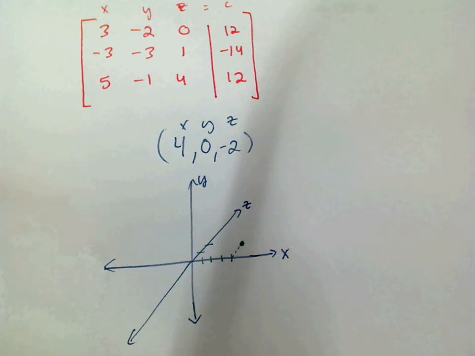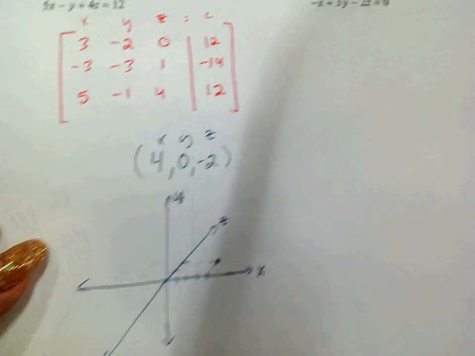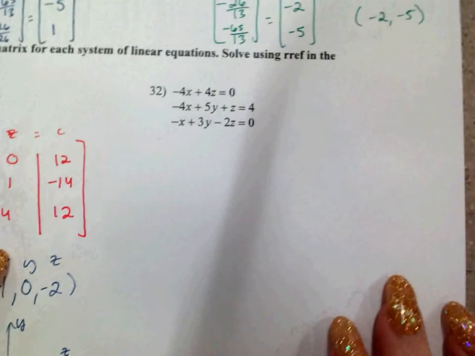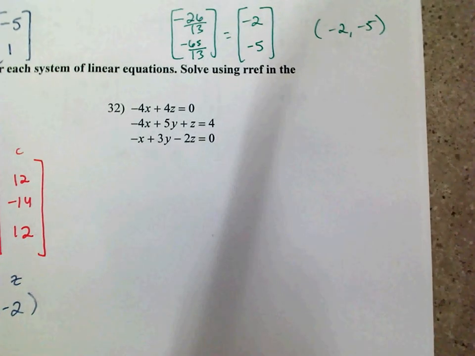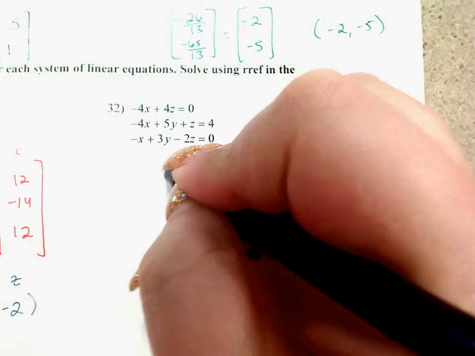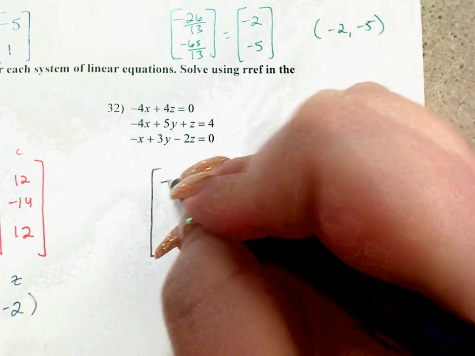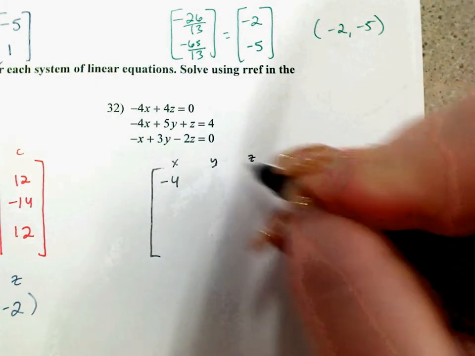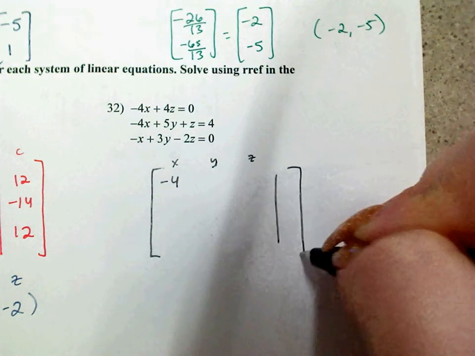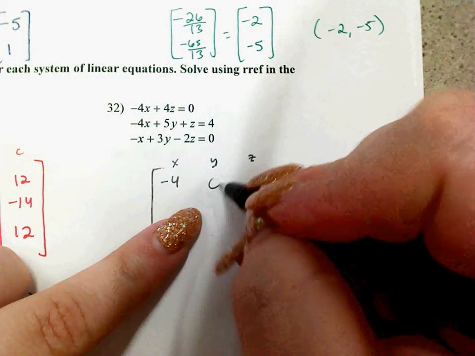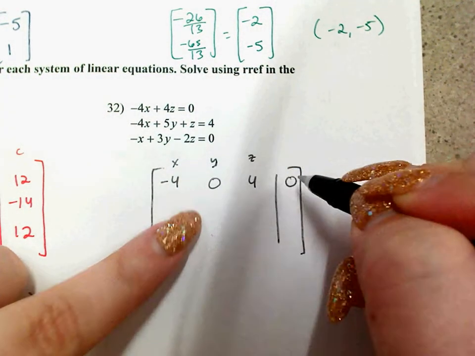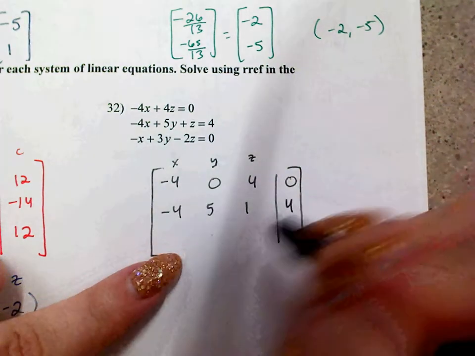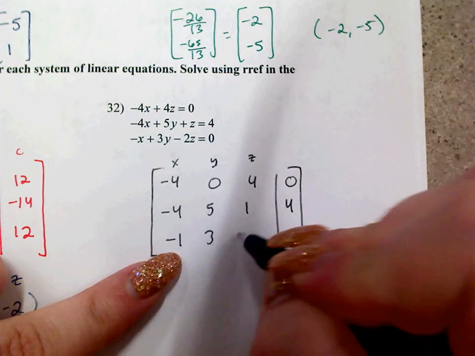Okay, and then let's talk about 32. So let's write the augmented matrix. -4 is x, y, z. We don't have a y, so 0, and then 4, and then 0. -4, 5, 1, and 4. -1, 3, -2, and 0. And then we're going to solve right quick.